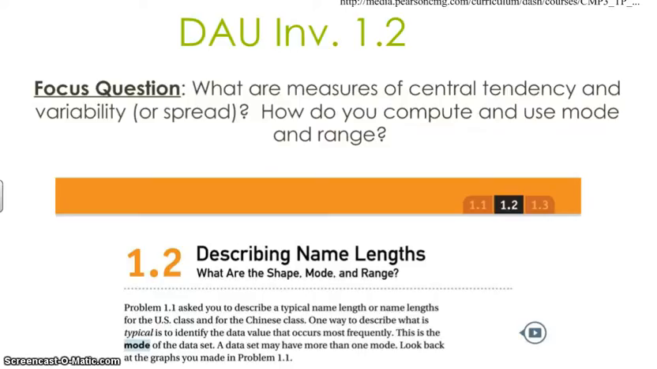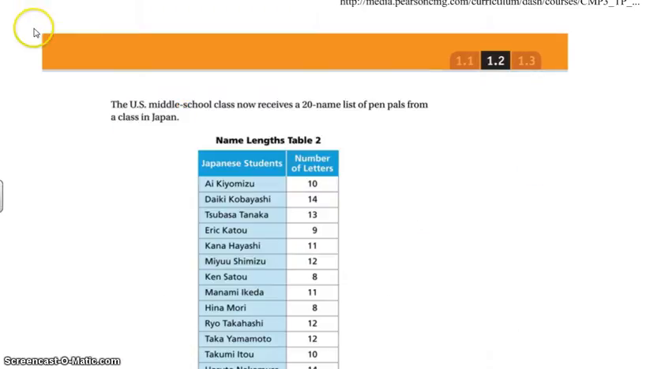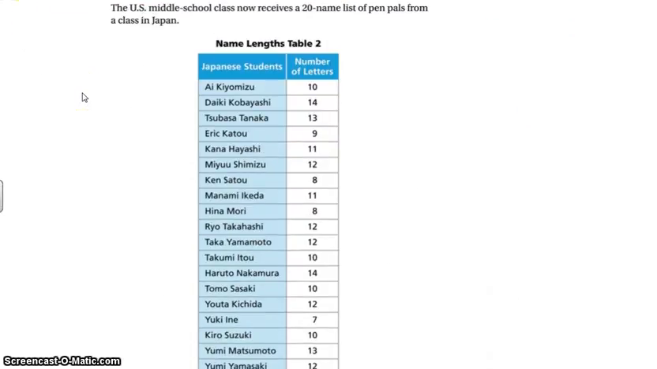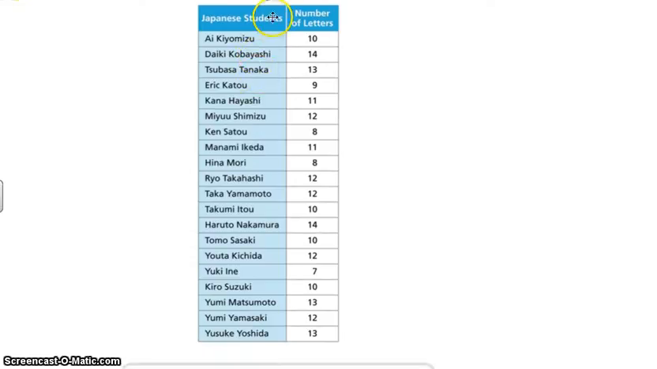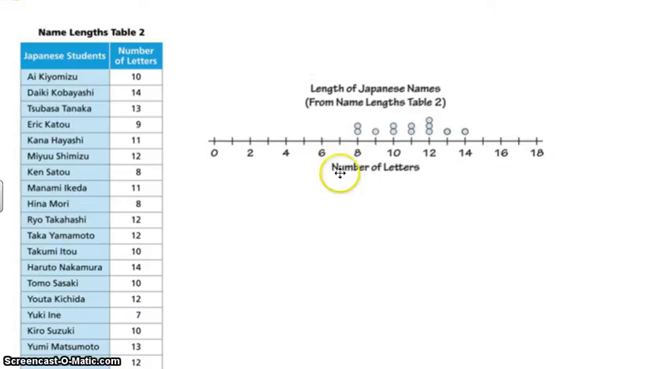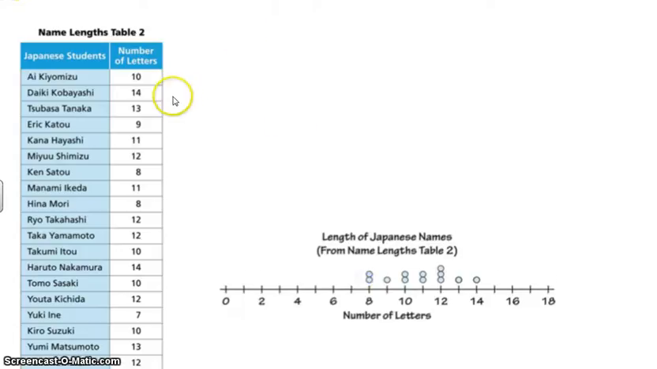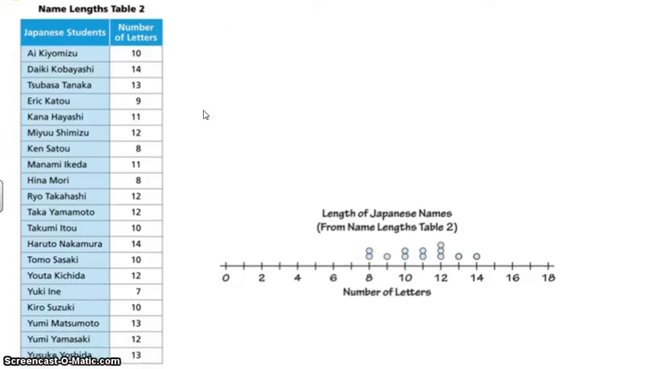set of data. So as we go through here, we are going to look at some 20 new names from the Japanese students. Okay, so we've got 20 new names here, and we are going to be finding the median and the mode for that set of data. So the first thing we're going to do here is we are going to make a frequency table from the information. All right, because that will help determine what I need to do.